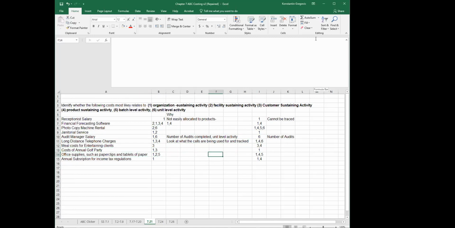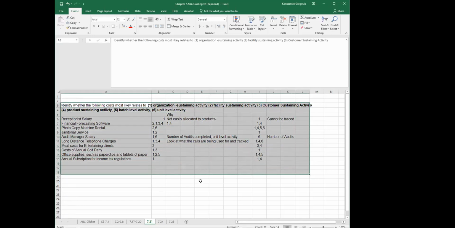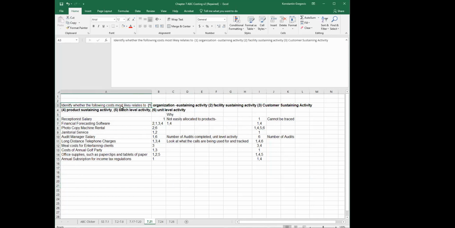Office supplies, we've got 1, 4, 5. Good, we do have batch in there. Good call. We had 1, 2, 5. So they had four, product sustaining. I'm not so sure about that one. And then annual subscription, one. And if it's related to the product, obviously you may have value added tax. So that relates to a product. That's why probably they've got it lumped as four as well. So do some practice on these. I think there's a couple more questions you can do on your assigned questions. These just go over the hierarchy levels and what basic activities are related to each one.